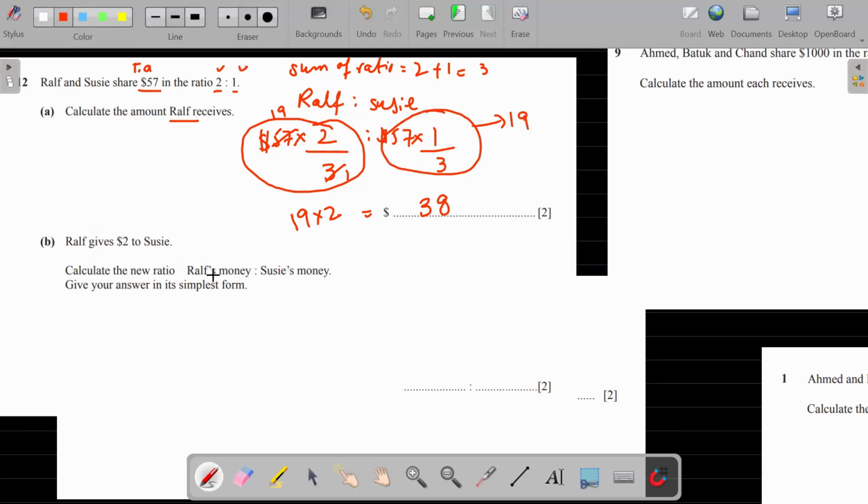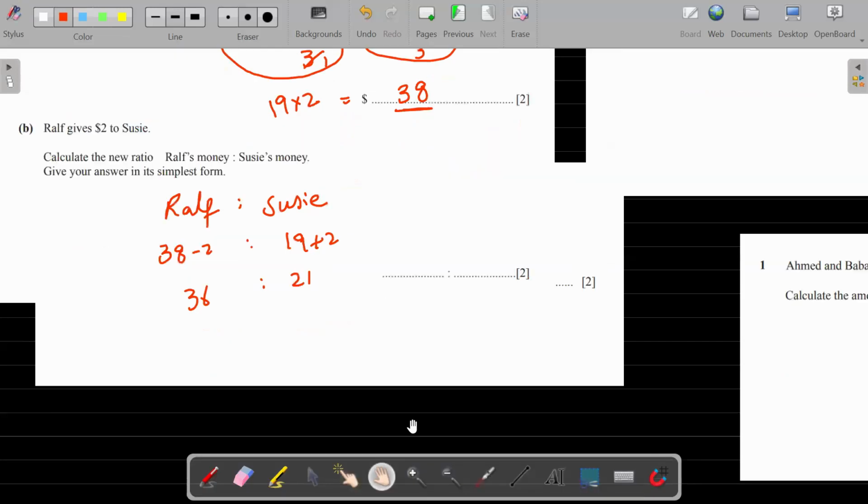Now it says that Ralph gives $2 to Susie. So Ralph is having 19 minus 2 because he has given $2 to Susie. Wait, Ralph is having 38, we have calculated Ralph's share, which is here. So 38 minus 2. And Susie will be having 19 plus 2. So 38 minus 2 is 36 and 19 plus 2 is 21. Is it, Fatma? Yes, miss.